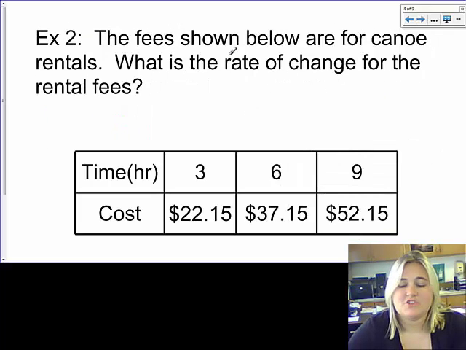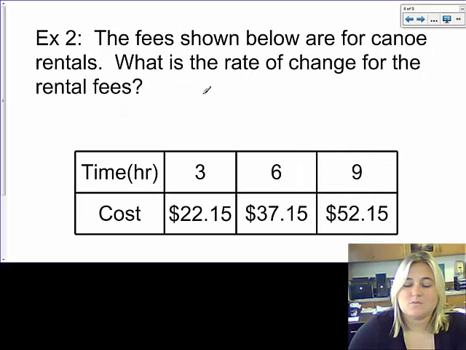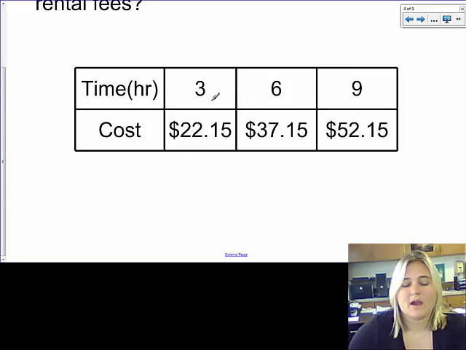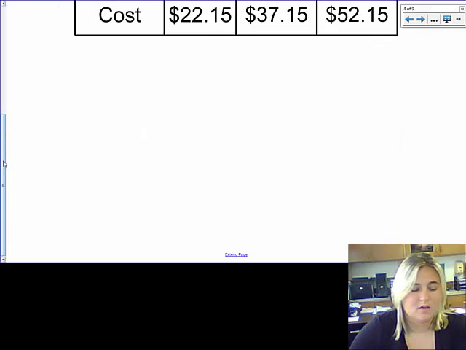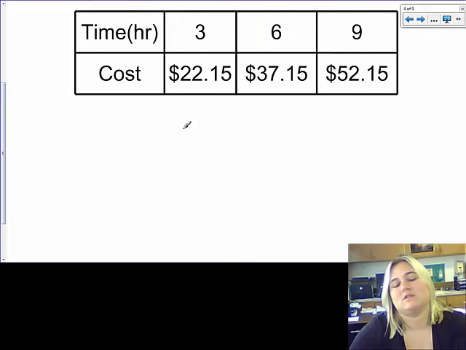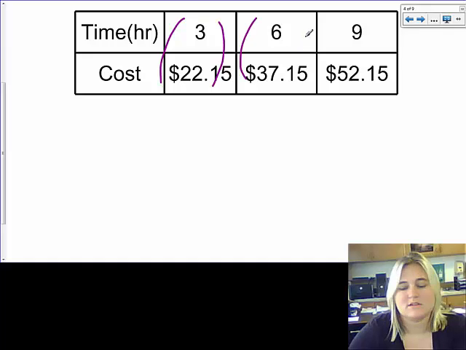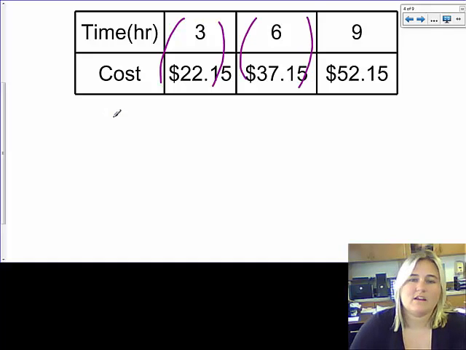The fees shown below are for canoe rentals. What is the rate of change for rental fees? So what we have is that for 3 hours it costs $22.15, 6 hours is $37.15, and 9 hours is $52.15. So we're going to use two of these points to help us solve. And whenever we're finding a rate of change, we're also finding the slope.